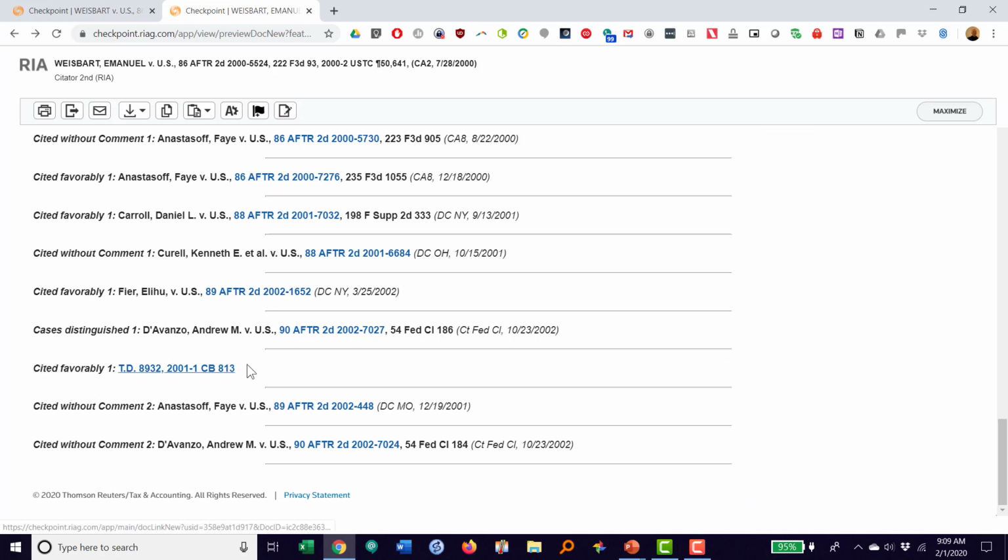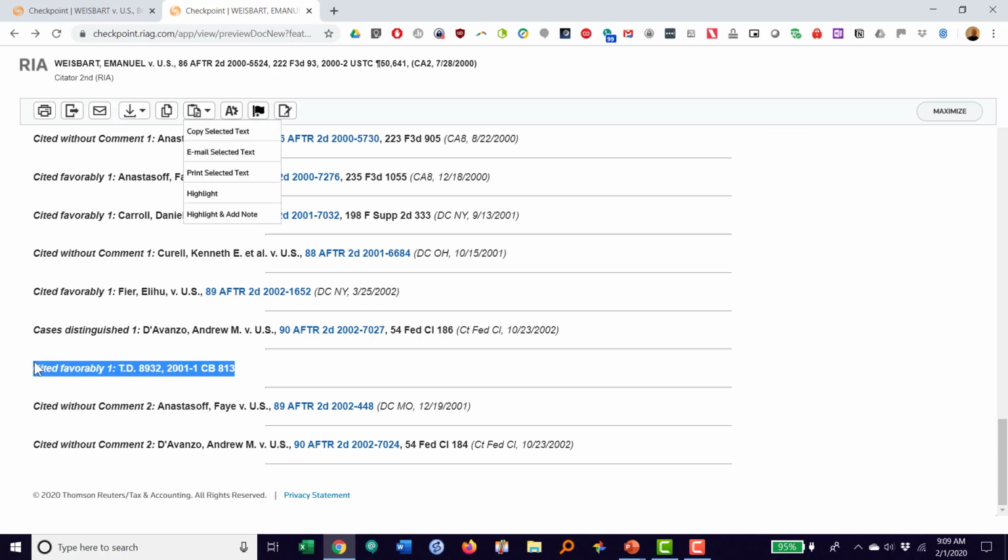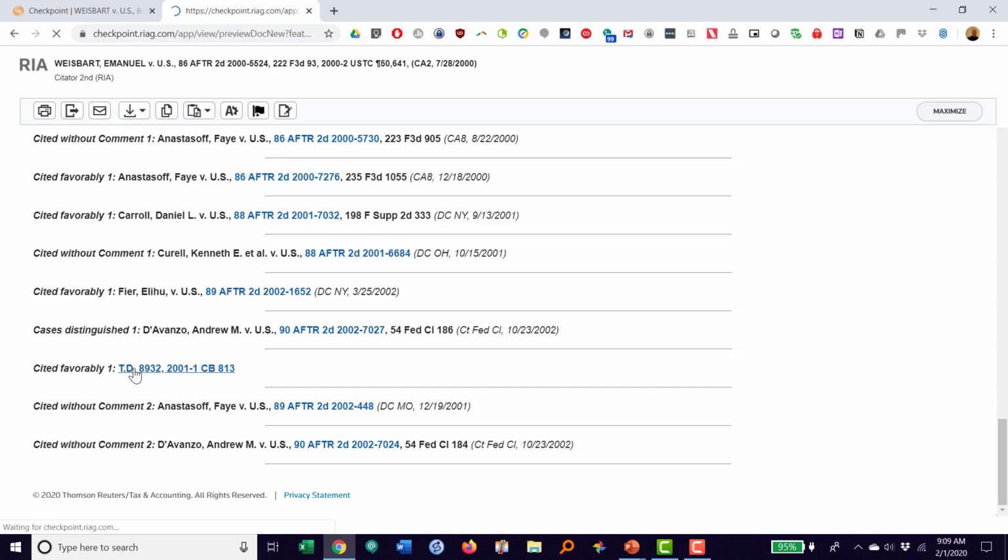But here's another interesting entry in this citator. TD 8932. Now, you might not understand real quickly what that means, but TD stands for Treasury Decision. Treasury decisions are how regulations are issued. So this tells you that the first issue in this case, when you see the number, it means the issue number. The first issue in this case was cited favorably when the IRS issued this regulation in 2001.